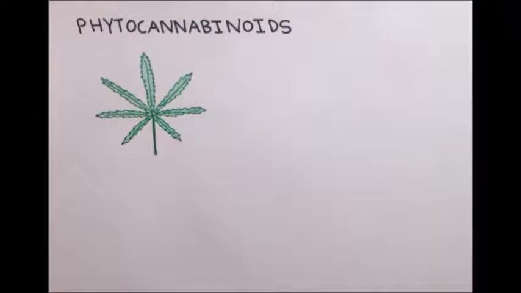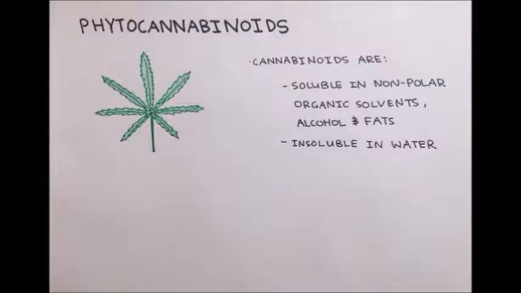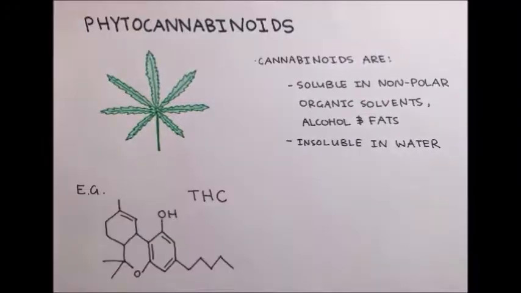Phytocannabinoids are produced naturally within the Cannabis sativa plant. They are made by decarboxylation of their respective 2-carboxylic acid. Cannabinoids are soluble in non-polar organic solvents, alcohol, and fats, however are insoluble in water. Examples of phytocannabinoids are THC and cannabidiol.